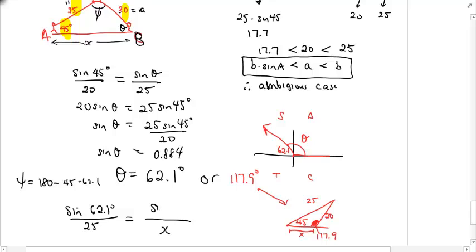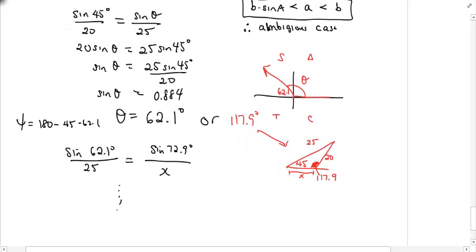So sine 72.9. Okay. You go ahead and solve this, get the answer, then do the same thing with the other one, get the answer, and there you have it. You'll have two distances, and you'll have solved the problem. Okay, I'm tired. You should finish this off yourself. Okay? Do that now.